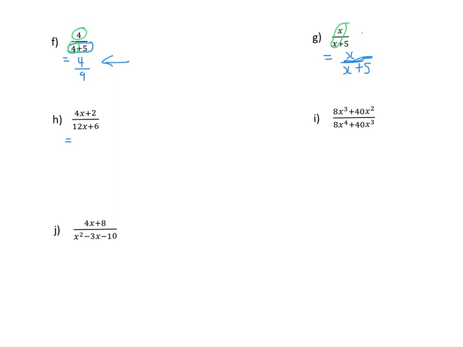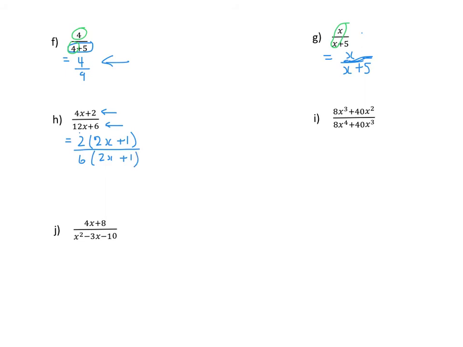Now, again, more complicated. However, what I'm noticing on the top is that polynomial could be common factored. There's a common factor of 2 there. So I'm going to pull 2 out, and it leaves me with a 2x plus 1. And on the bottom, I can common factor a 6. A 6 comes out of both of those, and that leaves me with a 2x plus 1.